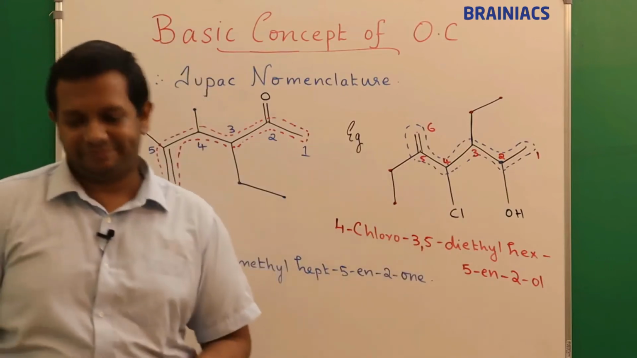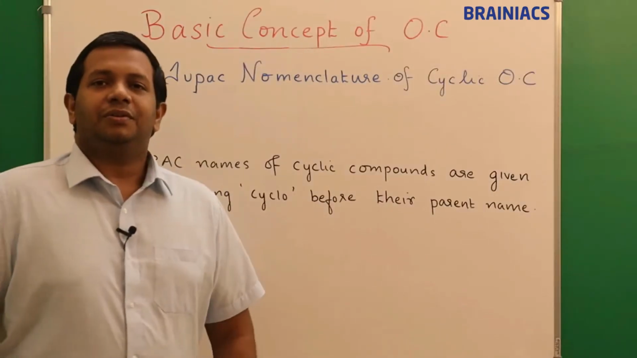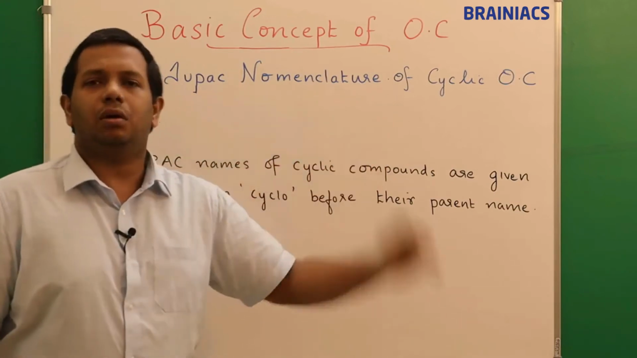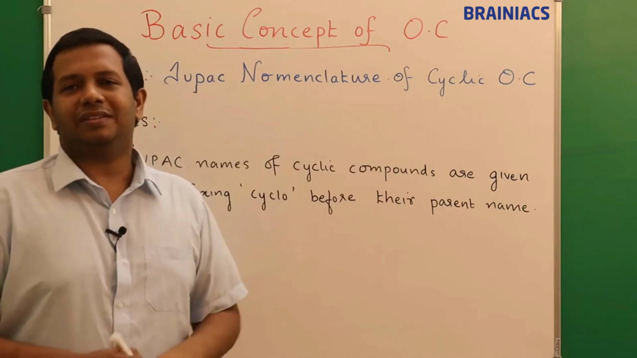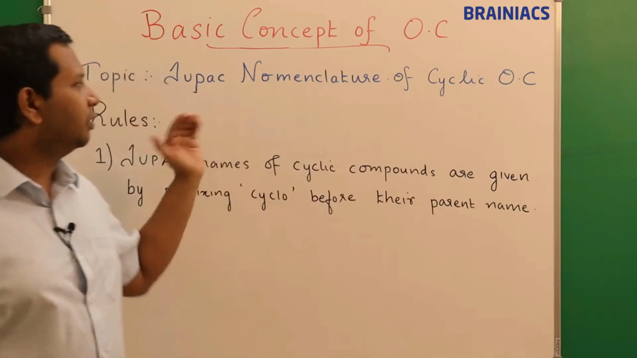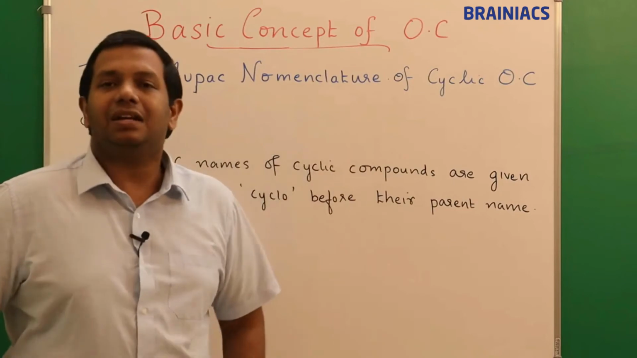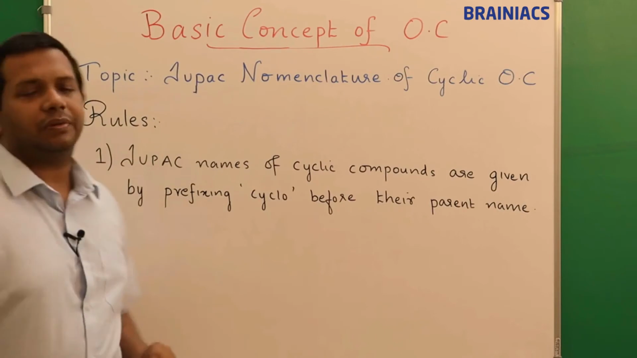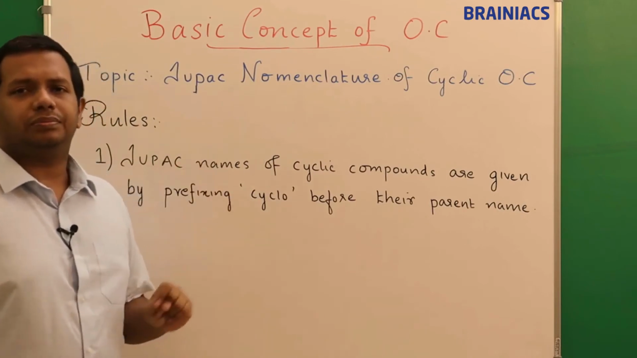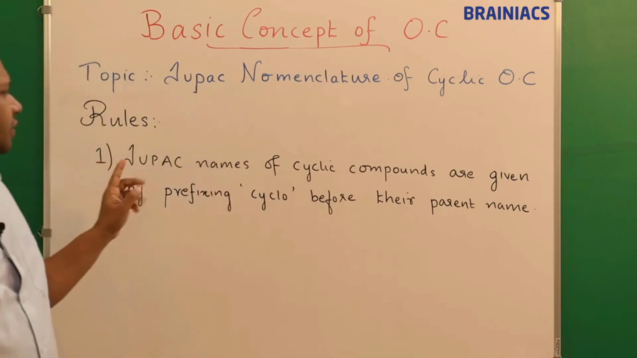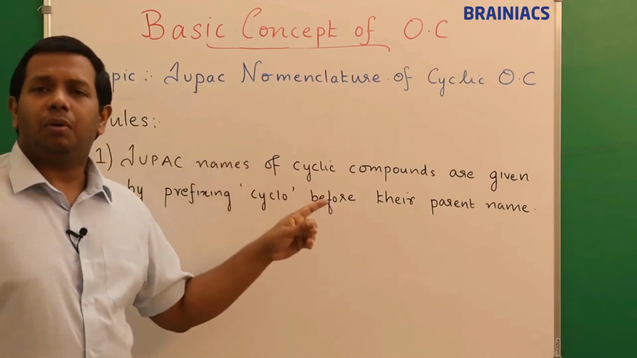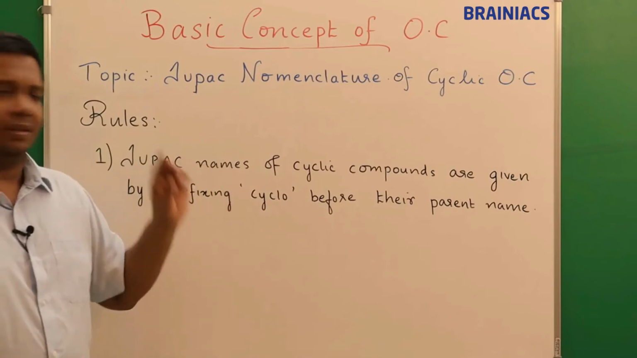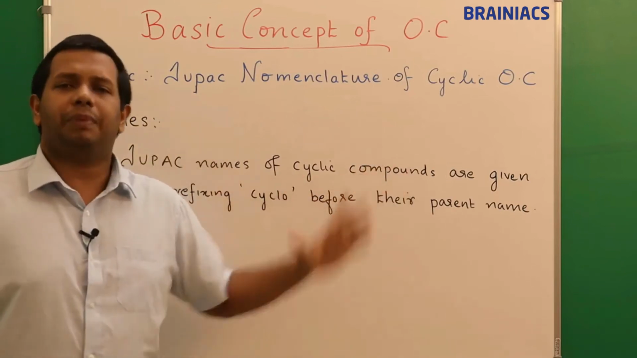Hi dear students. So next we are going to learn the IUPAC nomenclature of cyclic organic compounds. Until now we were discussing linear organic compounds. Now we are going to discuss the nomenclature of cyclic organic compounds. So we are going to rule 1. Rule 1 states that IUPAC names of cyclic compounds are given by prefixing cyclo before their parent name.